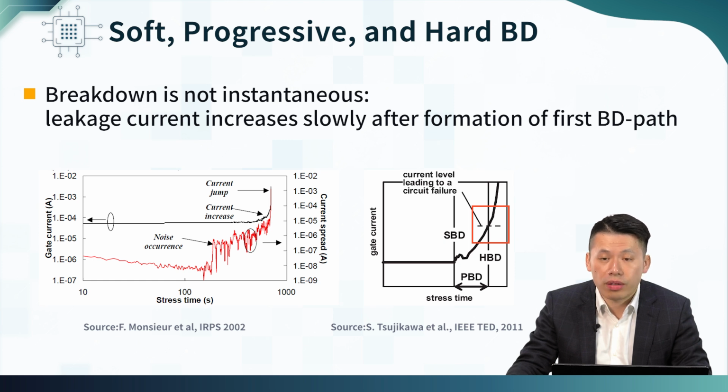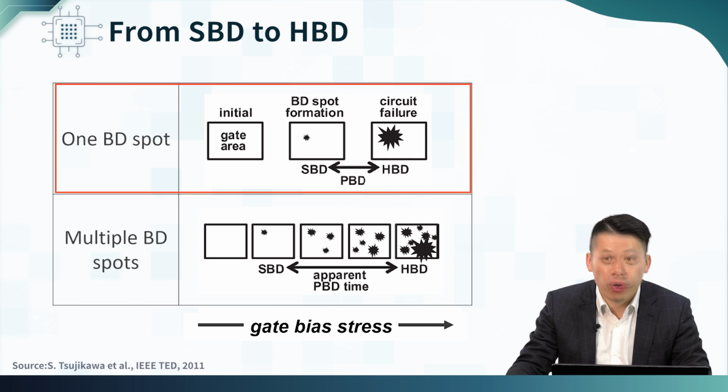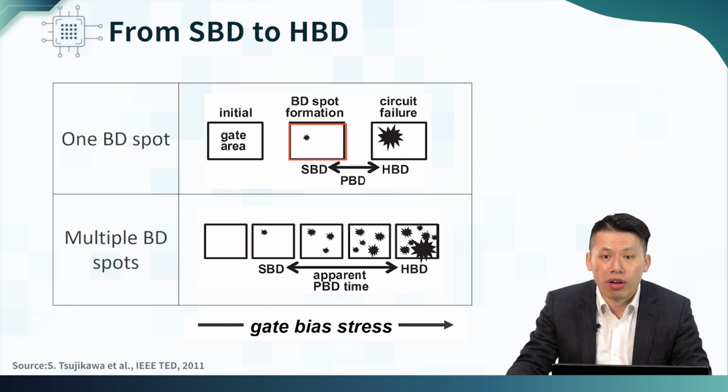In the end, the dielectric reaches a very high current. That's due to the hard breakdown. Here are two possible processes from the soft breakdown to the hard breakdown. For example, there can be only one breakdown spot. From the beginning it's small, but this breakdown spot continues growing, becoming larger and larger, and in the end the circuit fails because the high current goes through this breakdown spot.